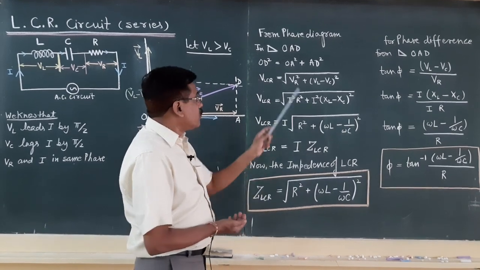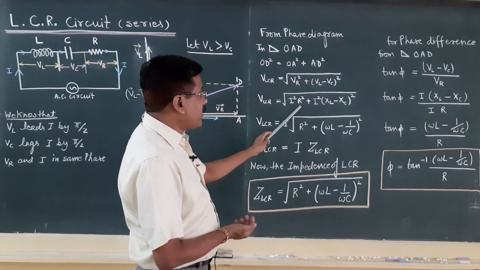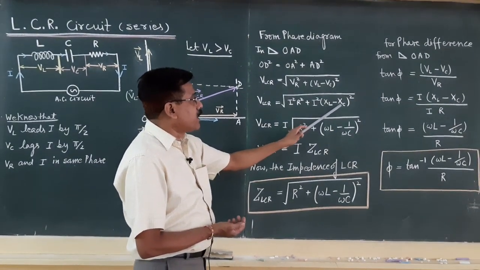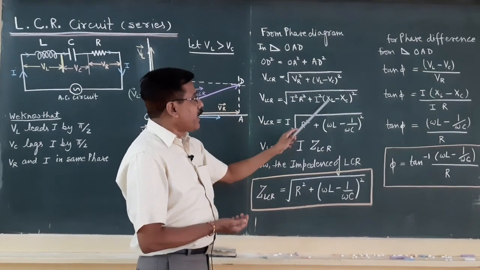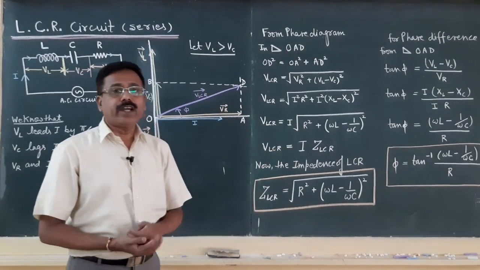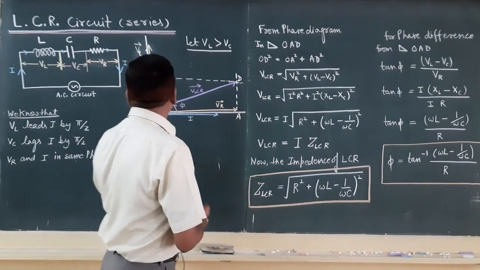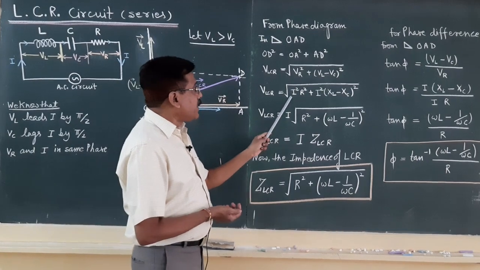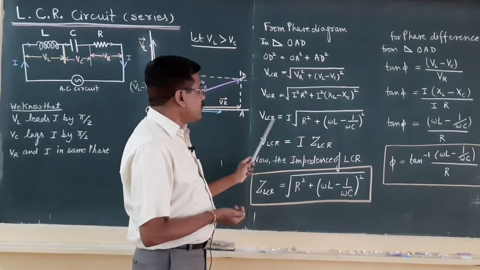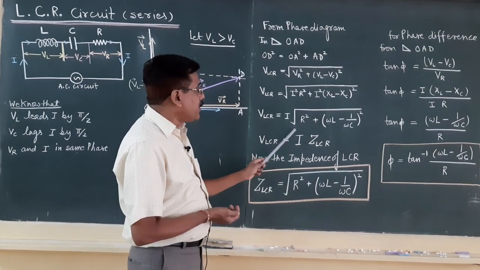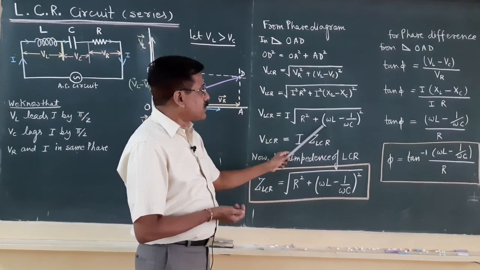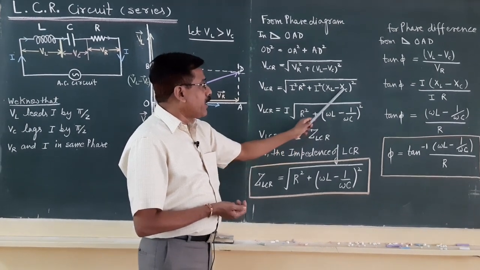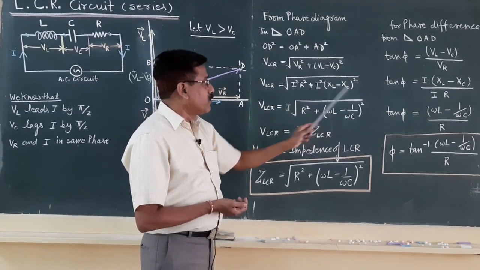Now, using Ohm's law, we will put the value of VR square and VL minus VC whole square. So, VR square is equal to I square R square, and VL minus VC whole square is equal to I square XL minus XC whole square, where XL and XC are the inductive reactance and capacitive reactance of the inductor and capacitor. Now, if you take I square common and out of the root, then we have VLCR is equal to I root of R square plus XL minus XC whole square. Here the value of XL is omega L and XC is 1 by omega C.